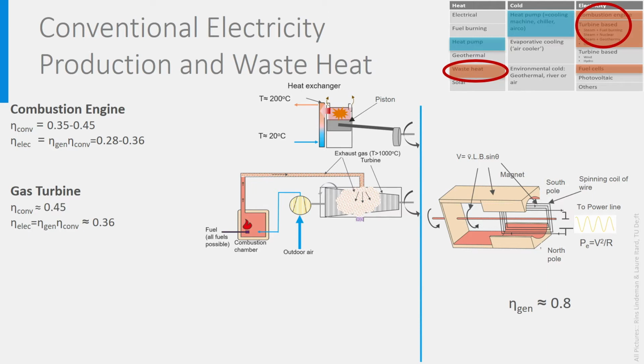In an optimistic case, eta conv, which is often called the turbine efficiency, is 0.45, which multiplied by the efficiency of the generator gives an overall electrical efficiency of 0.36. Here too, there may also be a heat exchanger placed at the exhaust side of the turbine. It can this way recover heat that can be used somewhere else, for instance for district heating, or to further preheat the compressed air before it comes into the combustion chamber.